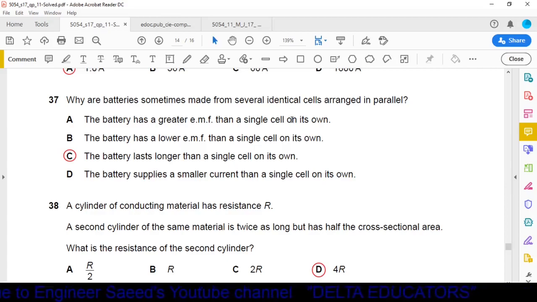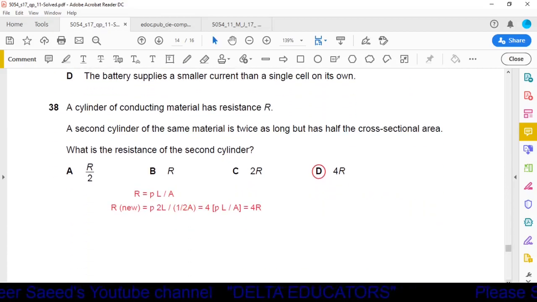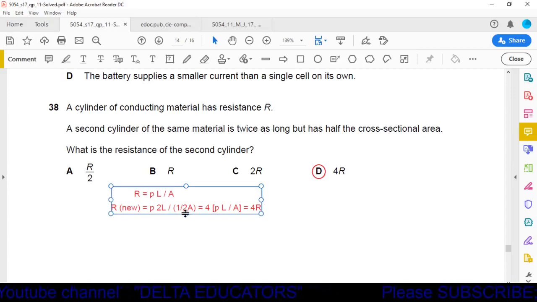Question number 38. A cylinder of conducting material has a resistance R. A second cylinder of the same material is twice as long but has half the cross-sectional area. What is the resistance of the second cylinder? Resistance is given as rho L over A, where rho is the resistivity, L is the length, and A is the cross-sectional area. For the second cylinder, the length is twice and the cross-sectional area is half.